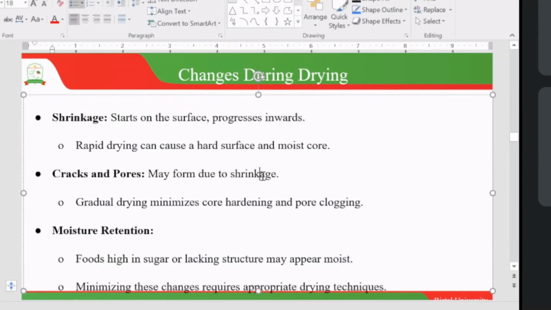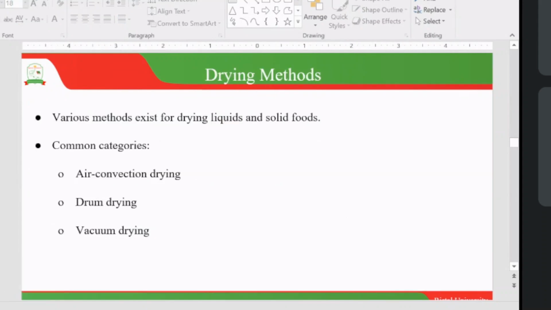So minimizing these changes requires the appropriate drying methods and also drying techniques. So drying methods, we are looking at the various forms of the drying methods that exist for both the liquids and also the solid states of food.